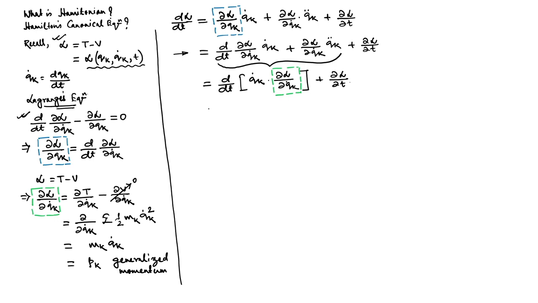So, what we are going to do is replace that with whatever we have derived. So, it is d/dt within bracket q_k dot times what we have is p_k, that is generalized momentum, plus ∂L/∂t. Okay. So, what you can see is that we have derived the expression of first differential of Lagrangian with respect to t.